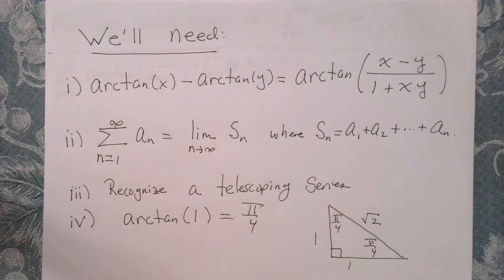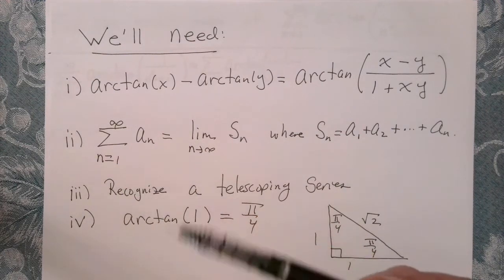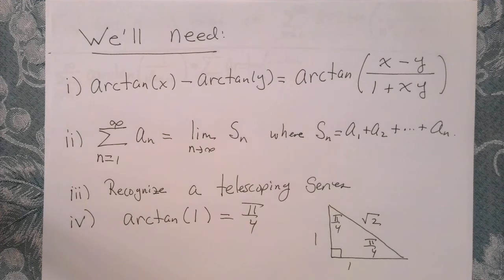Now from single variable calculus, we need to remember that the sum of an infinite series is exactly the limit of the nth partial sum. 3, we're going to have to recognize a telescoping series. And then 4, we need this classic result, which comes from this triangle. Okay, so I think we should dig right in.